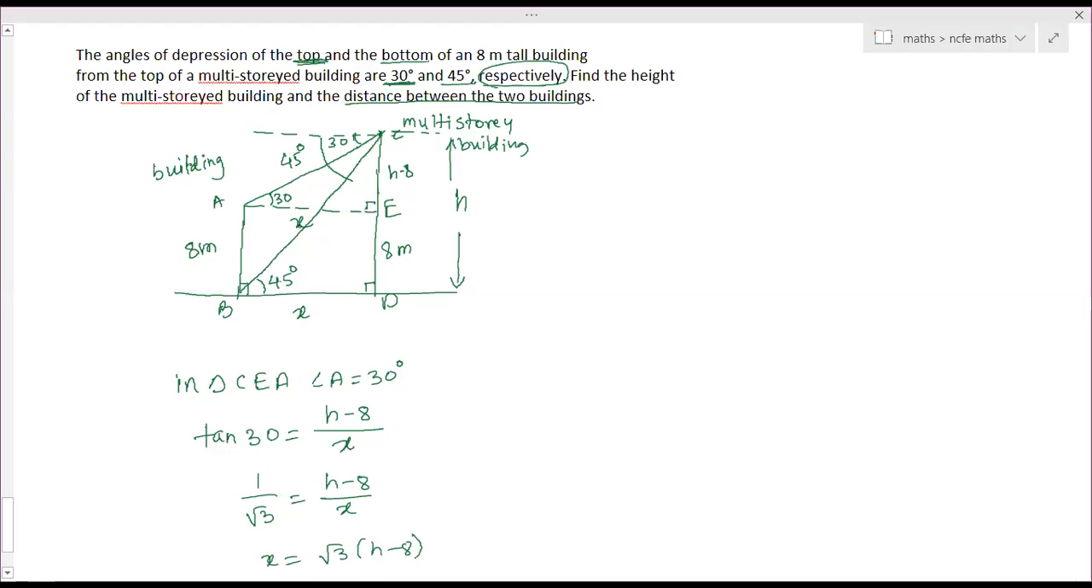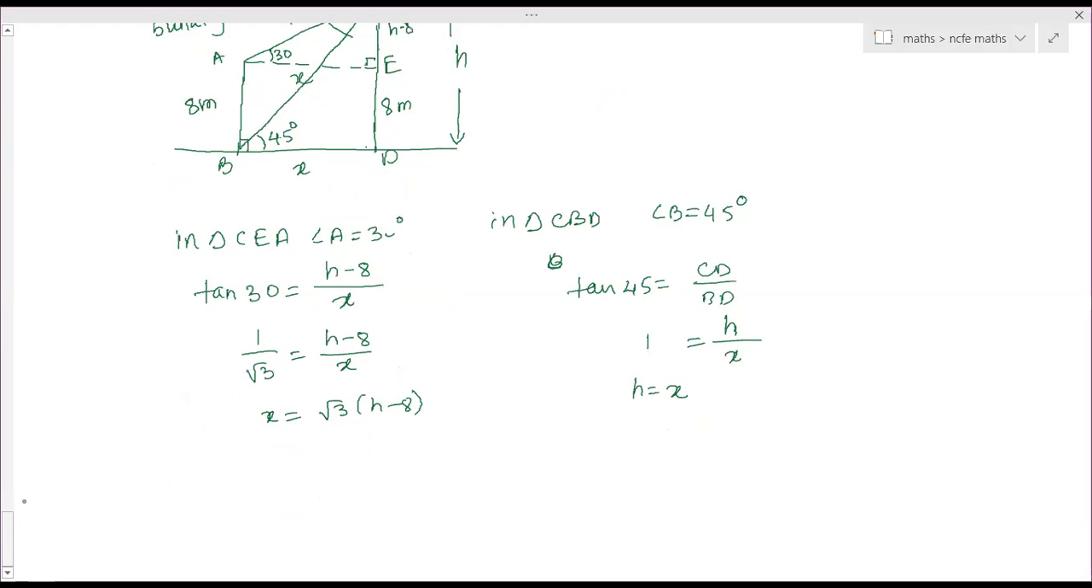Now the bigger triangle, CBD triangle. In triangle CBD, angle B is equal to 45 degrees. So use tan value again. Tan 45 is equal to CD by BD. So what is CD? Height of the multi-story building, that is H. And the BD is X, that is equal to tan 45, 1. So H is equal to X. We got the relation between X and H.